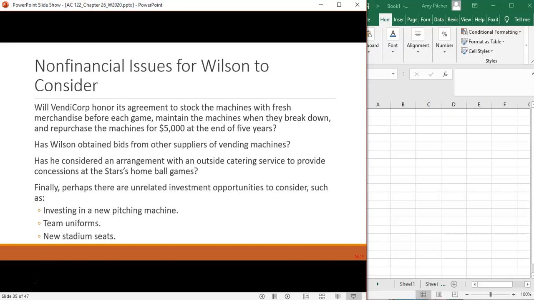We also have other different investment opportunities. We had the one at the beginning of the slides where we were looking at maybe we're going to buy a new bus. We can also invest in various equipment, new uniforms. We can upgrade our stadium. There are a lot of things that we could do with that $75,000 investment that could potentially benefit the team that aren't about serving food during games.